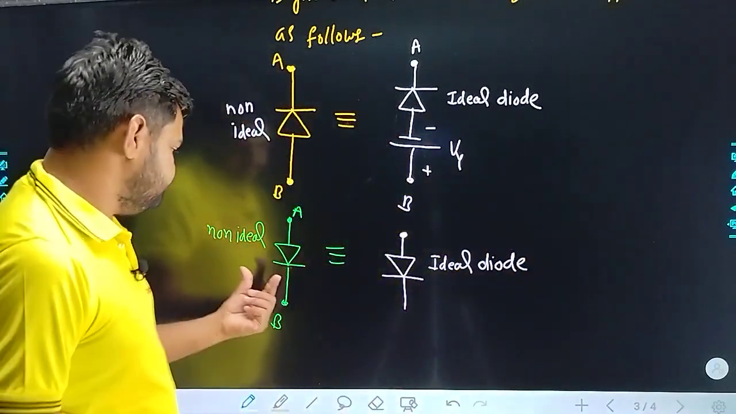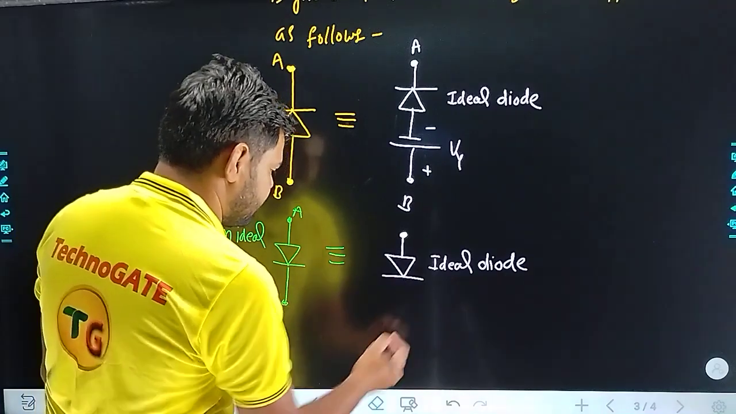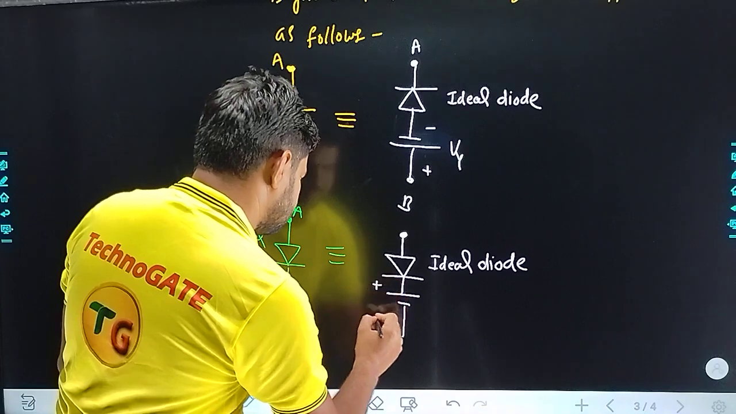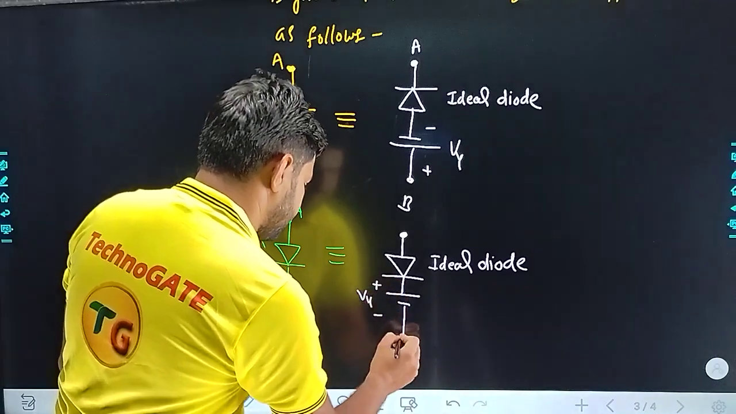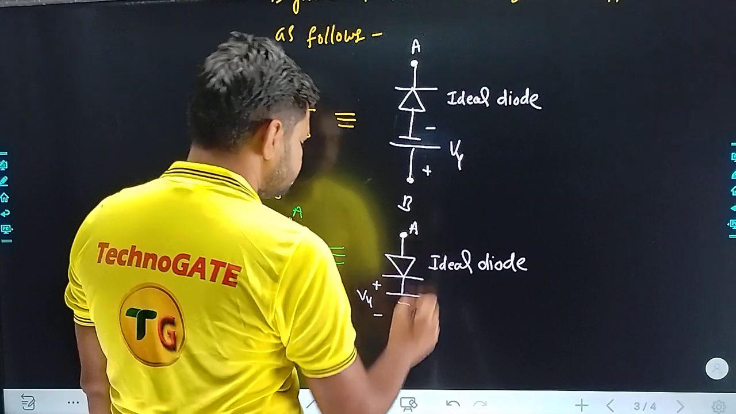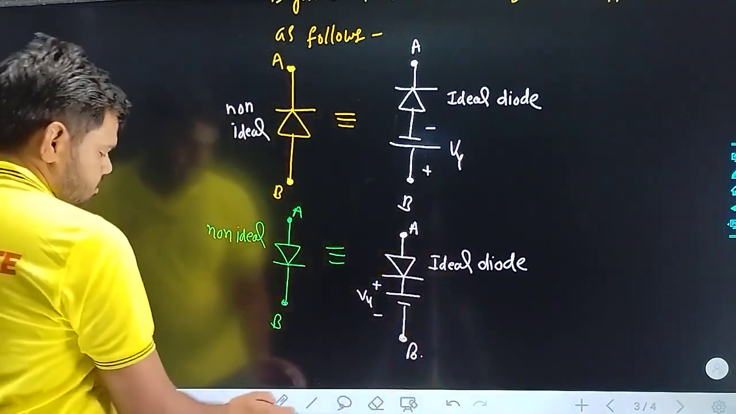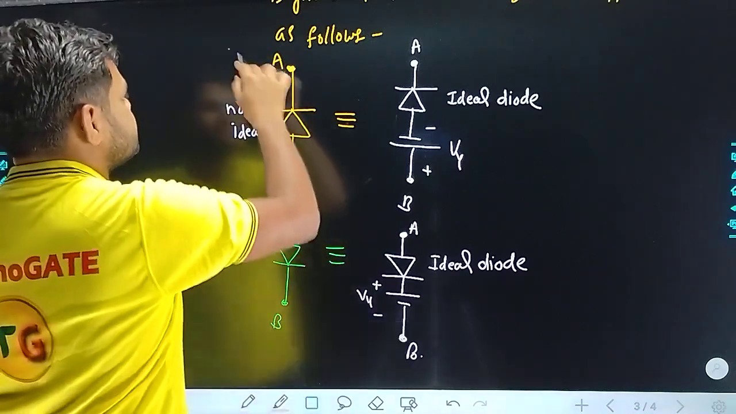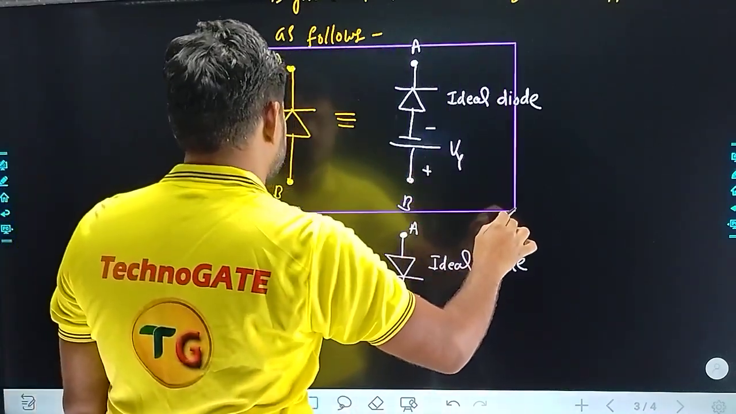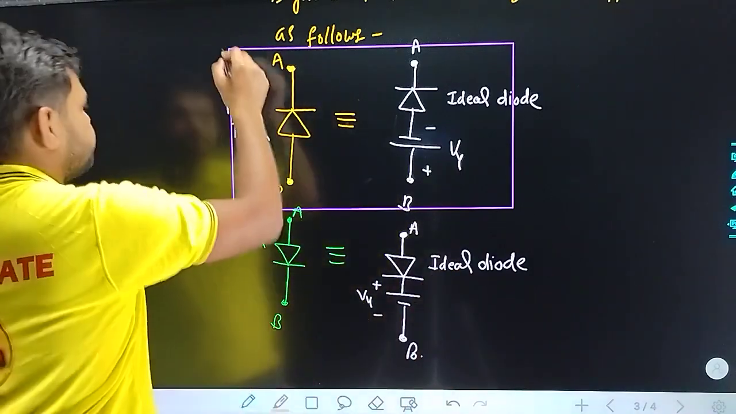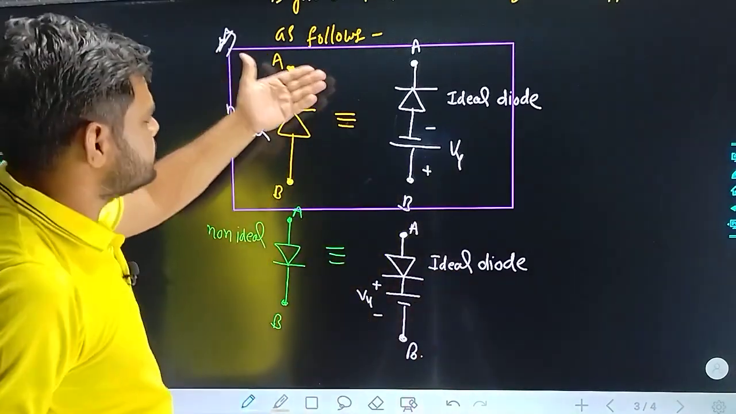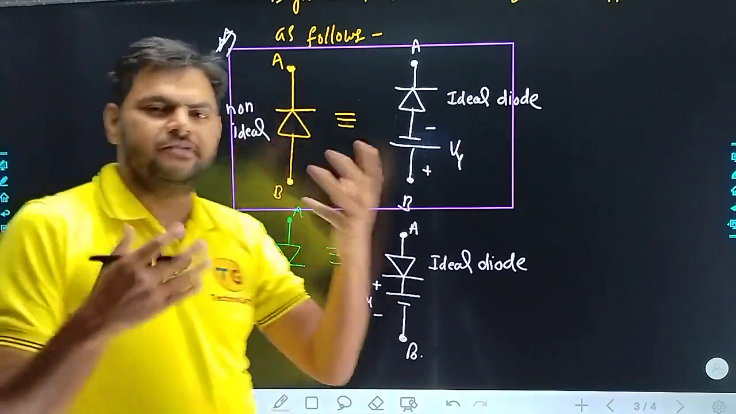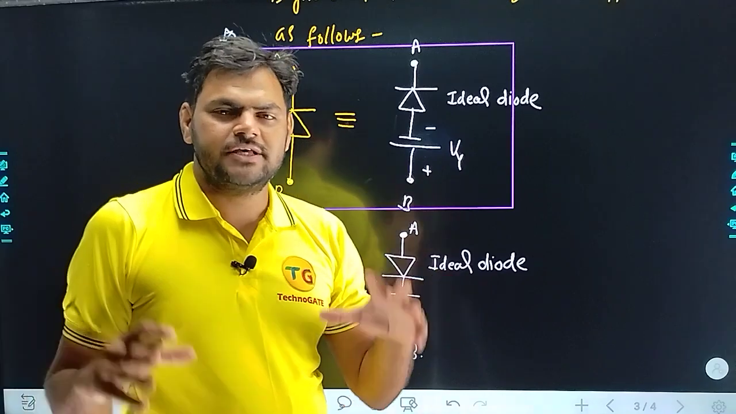Got it? Now we will connect a simple V gamma voltage battery, plus minus V gamma, along with it. So now we are able to find the exact analysis. So these two things we must take care of. Okay, the first thing: actually there is no difference between that circuit and this circuit. But sometimes we may get confused while facing all these things in the exam.